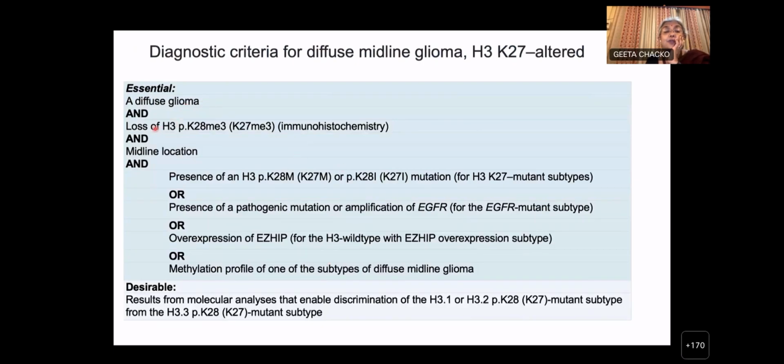So the essential criterion: it's a diffuse glioma. All of them show loss of trimethylation protein, and they're midline in location. And in addition, you should demonstrate either the K27 mutation, or the EGFR mutation, or the EZHIP expression, or do the methylation profiling to match with the diffuse midline glioma.